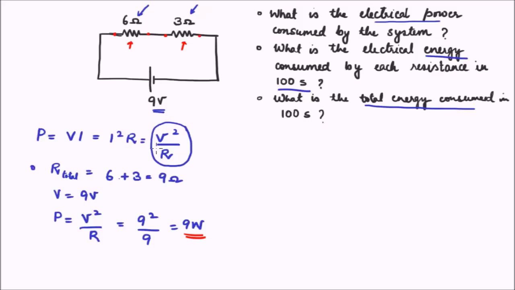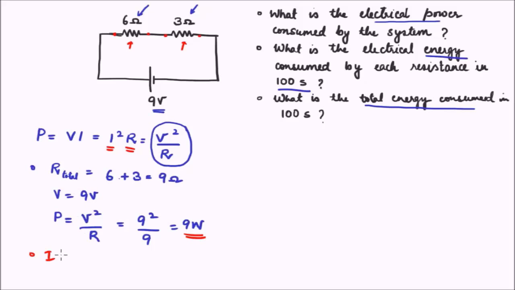Alternatively, what can we do? We know the individual resistances. If somehow we found the current flowing through each of them, then we can use the second formula to find the power rating for each resistance. So let us use this formula. To do that, we need to find the current flowing. A point to note: since the circuit is in series, the current flowing through the first resistor will be equal to the current flowing through the second resistor.